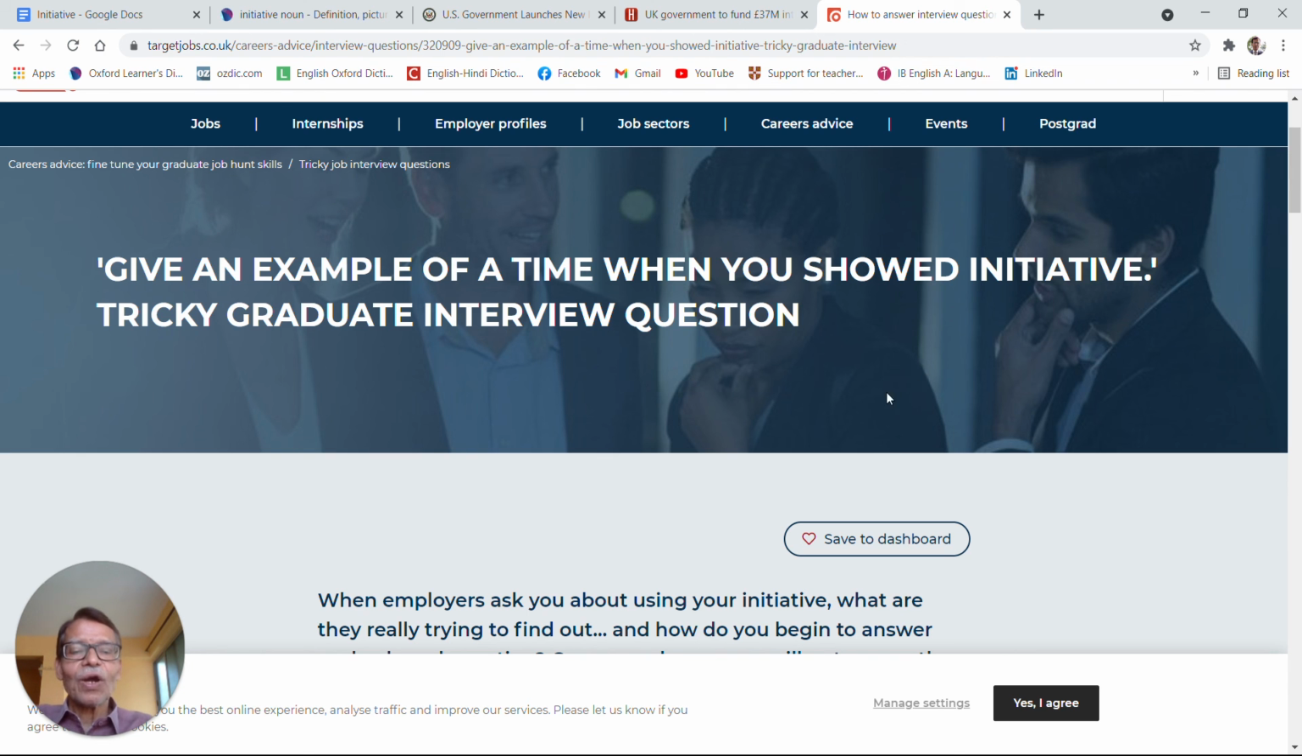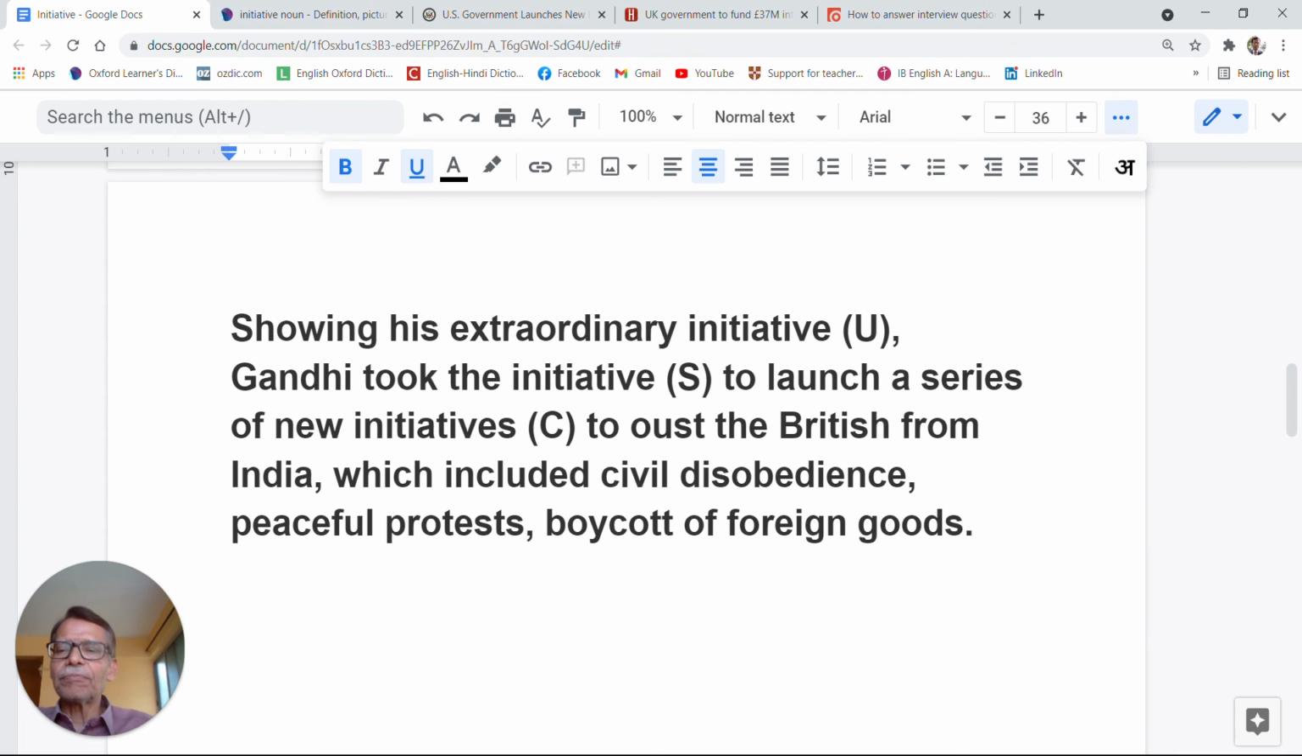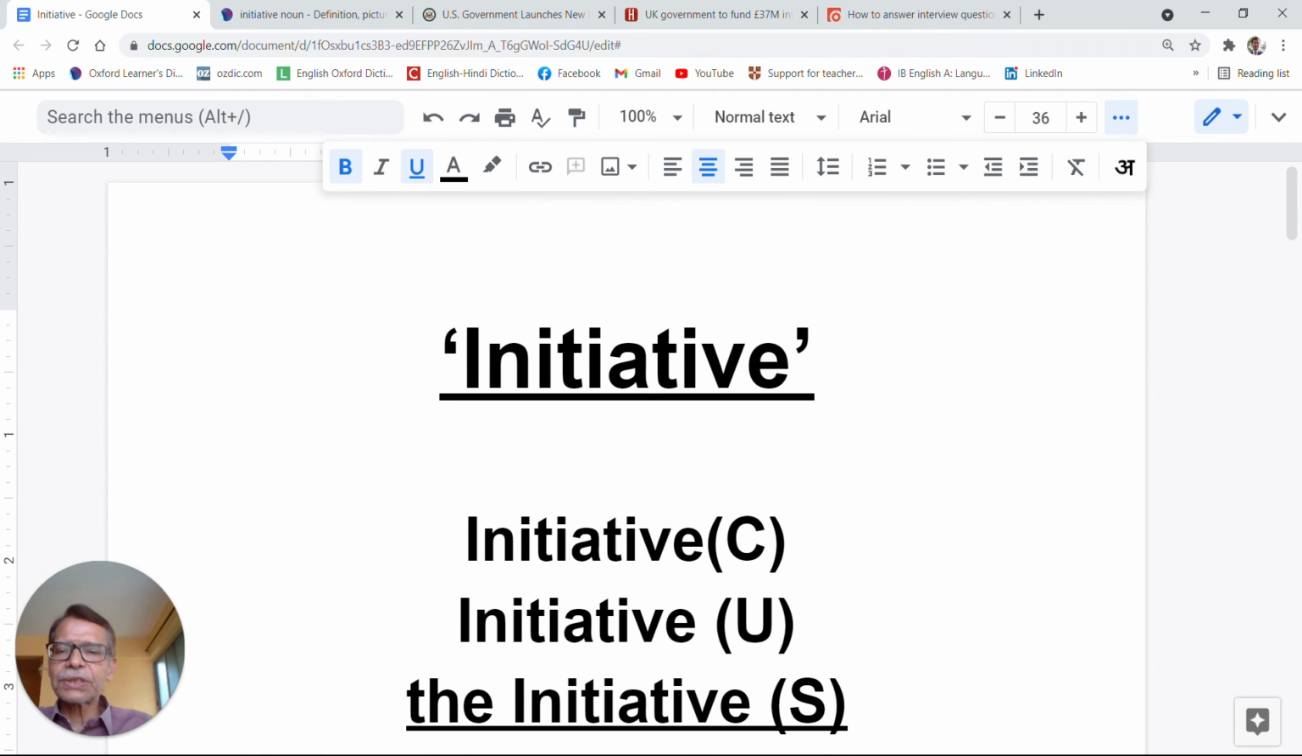I repeat again, showing my extraordinary initiative, I took the initiative to inform the police to come to the scene of the murder, which eventually led the police department to launch a series of new initiatives which resulted in the reduction of crimes in the city. So, if you have a clear conception of how to use the word initiative in all its three senses, you can do the same thing.